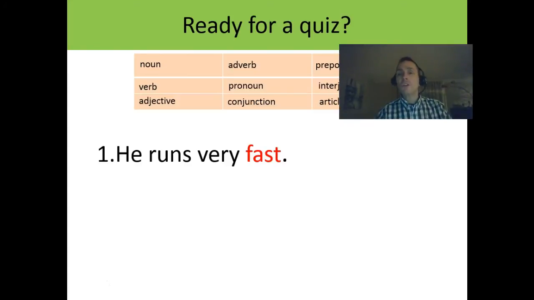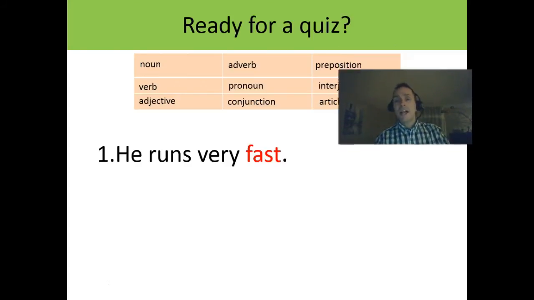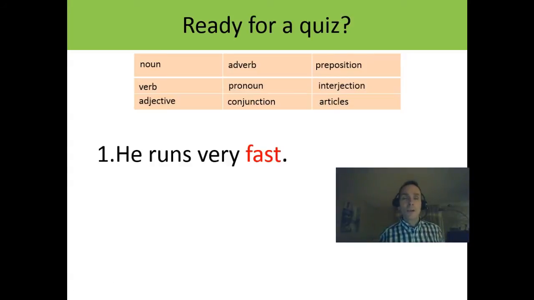Okay, so what we're going to do is we're going to have a 15-question quiz. And we're going to be reviewing nouns and verbs, adjectives, adverbs, pronouns, conjunctions, prepositions, interjections, and articles. So what we're going to do for the quiz, you can see a sentence there. The word in red is the word that we're going to consider. So I'm going to give you a moment to consider what part of speech is it. Okay, and then I'll give you the answer right away.